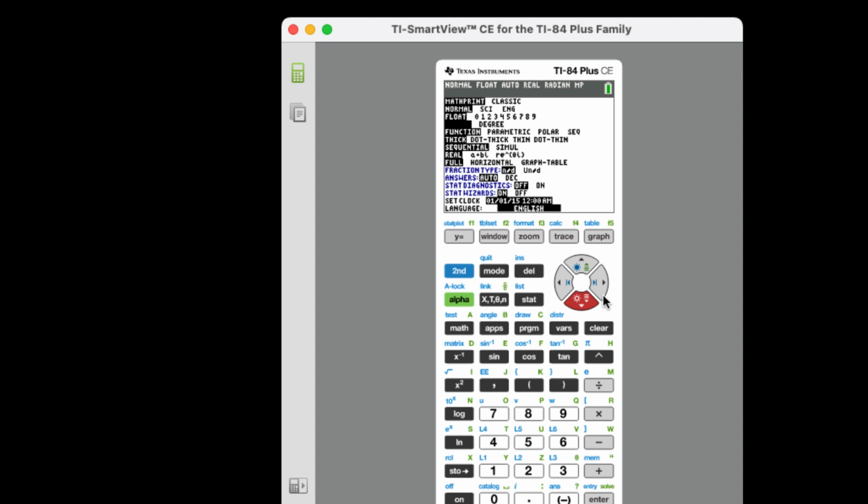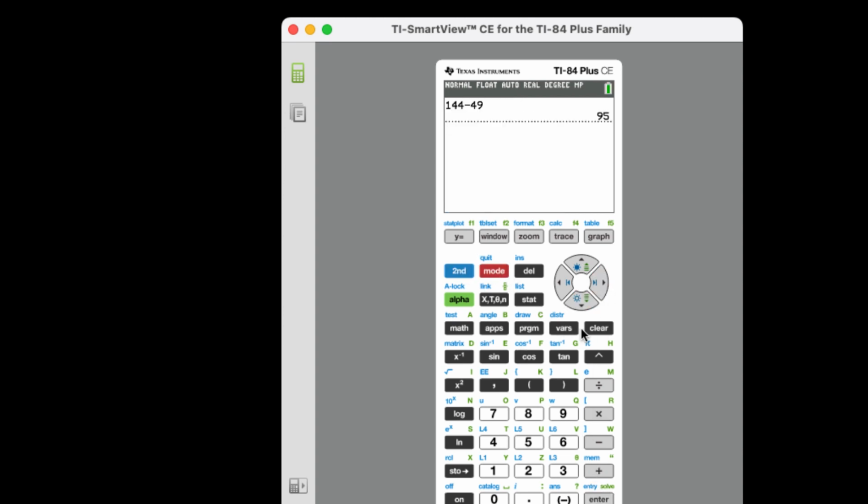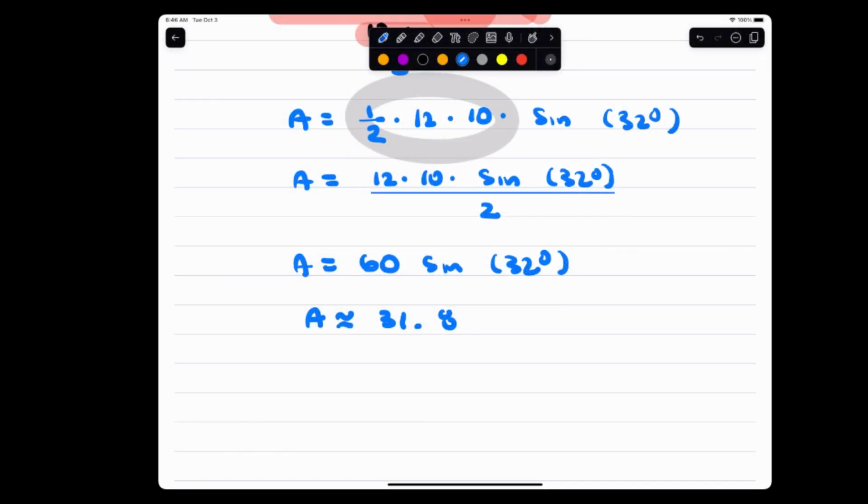Let's go to degree mode now, ladies and gentlemen. So that'll give you 60 sine of 32. So you get now 31 point what? Let's go to the tenths. 31.8. 31.8 centimeters squared. And that's that.